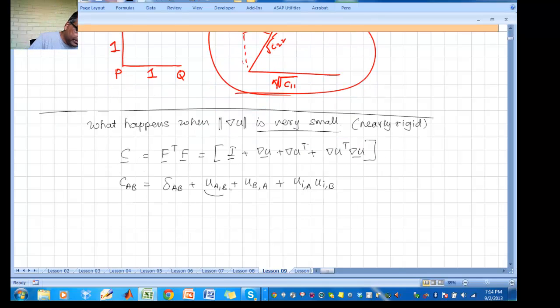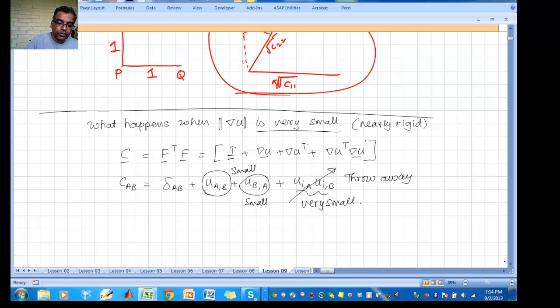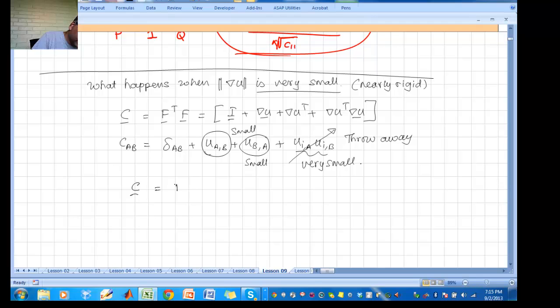Okay, we are expecting this to be small. This to be small. Then this will be very small. So we are going to quietly throw it away. So then my C matrix looks like I plus gradient of U plus gradient of U transpose plus terms of order epsilon squared, which we have thrown away. So this is approximately equal to. Excellent. Things have progressed. Now see, I don't have any quadratic terms, I only have linear terms in C.